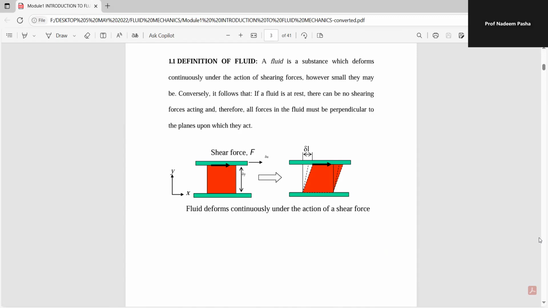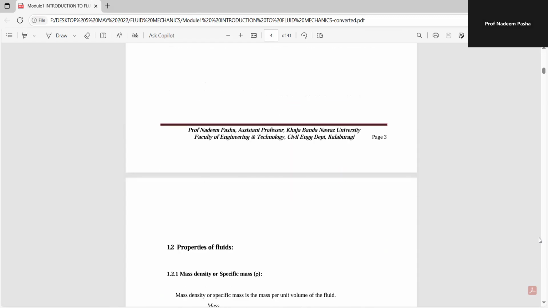If they are in motion, then certainly shearing forces will act on it, due to which it gets deformed. But if the fluid is at rest, then there will be no shearing forces acting on it. At that time, all the forces in the fluid must be perpendicular to the planes acting upon it. If you see in the figure, the first figure denotes the fluid at rest, so the forces are acting perpendicular to the planes, whereas in the second case the fluid is moving and the shear force is acting and causing a deformation.